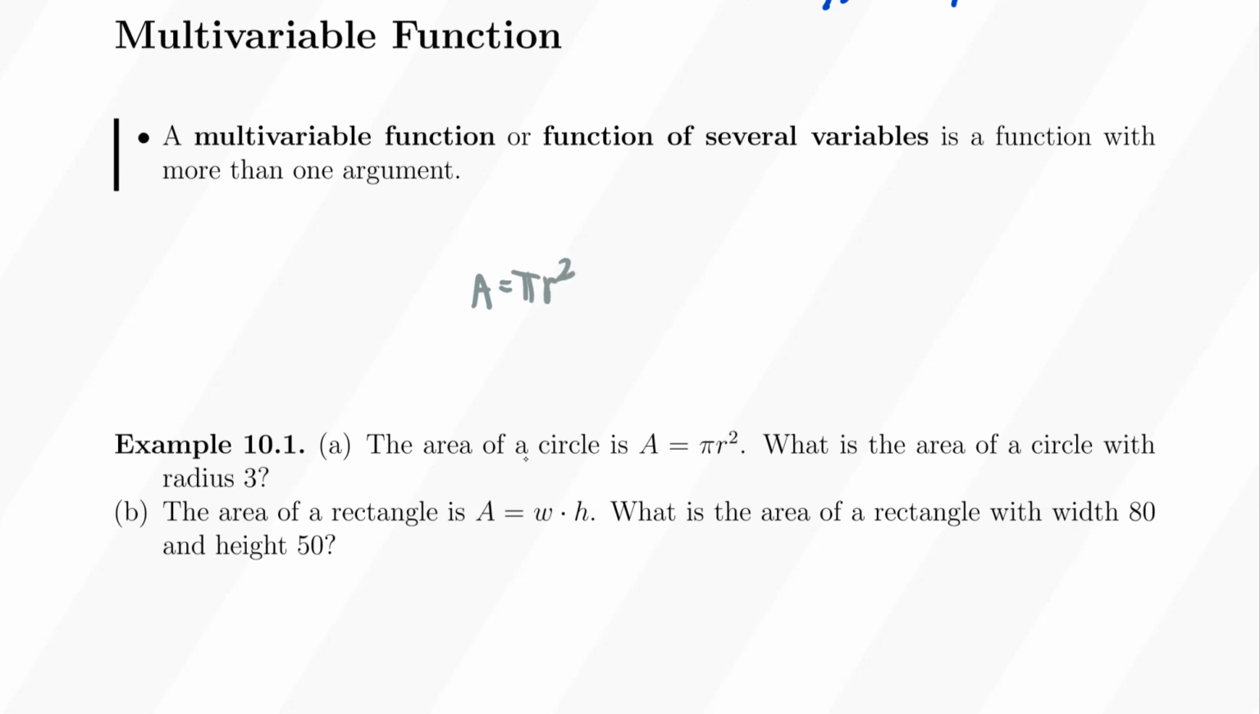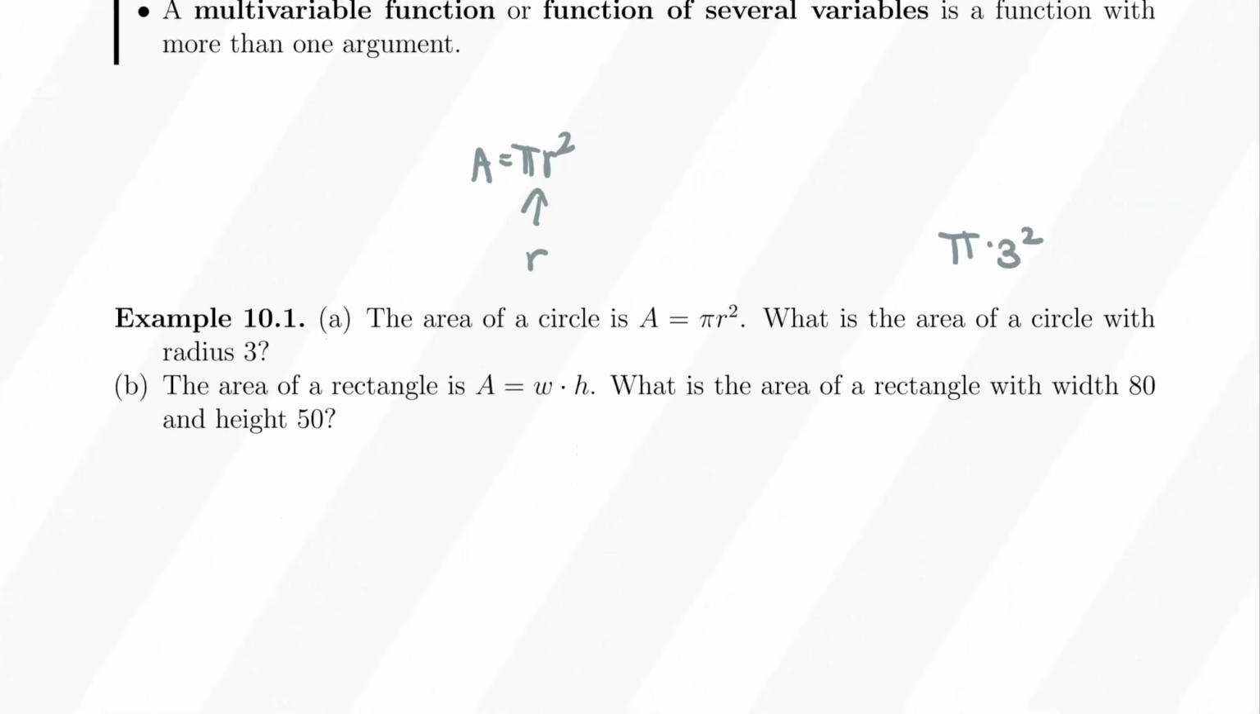For example, if we think of the area of a circle, the area of a circle is just pi r squared. Notice that the value of this area depends on just one thing, which is the radius of the circle r. So if I want to compute the area of a circle, all I need to know is its radius. So if a circle has radius 3, then its area is going to be just pi times 3 squared.